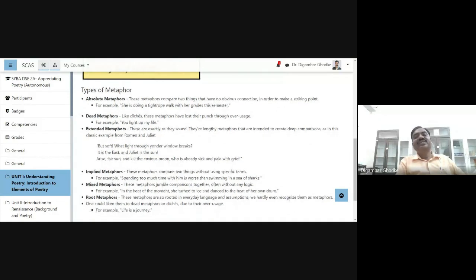Then we have extended metaphors. Extended metaphors are exactly as they sound. It means they are lengthy metaphors. Extended means lengthy. Through the word itself, it becomes clear. And these extended metaphors are intended to create deep comparisons. Okay, so we can come across such kind of comparisons in classical works like Romeo and Juliet by William Shakespeare.